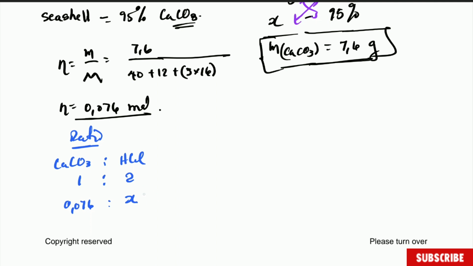Once more you can do the cross product, but this is quite simple. This X, which is the number of mole of the hydrochloric acid, will be equal to 0.076 times 2, and that will give you 0.152. So now we know the number of mole of hydrochloric acid.